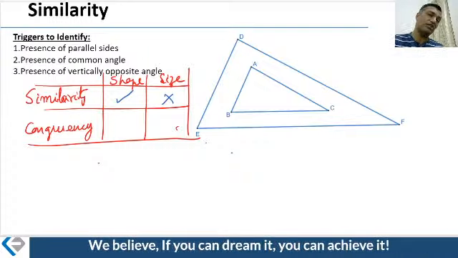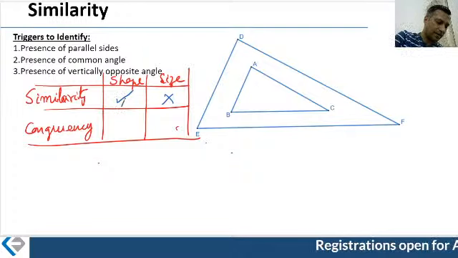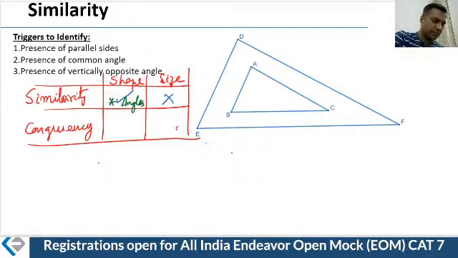What does not change is the shape. The curves remain curves, the angle remains the angle. Therefore, from our perspective, shape remains the same means the angles remain the same. Therefore, the angle is my reference point.